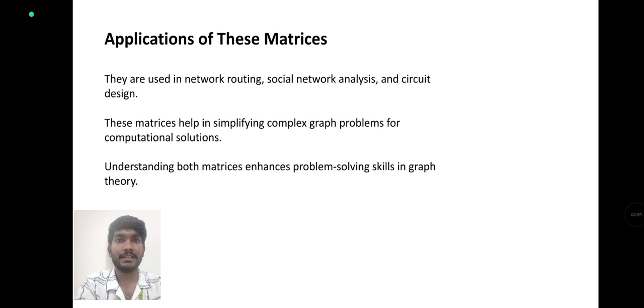Applications of the matrices. These are used in network routing, social network analysis and circuit design. These matrices help in simplifying complex graph problems for computational solutions. Understanding both matrices enhances problem solving skills in graph theory.